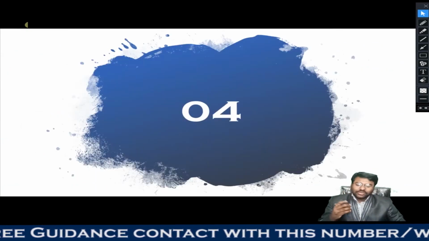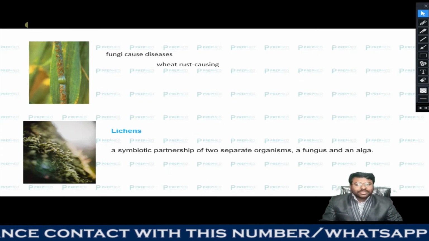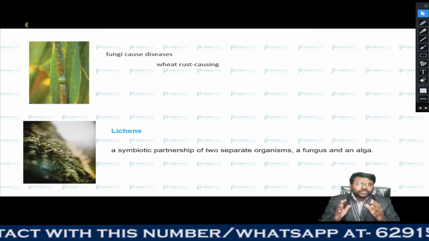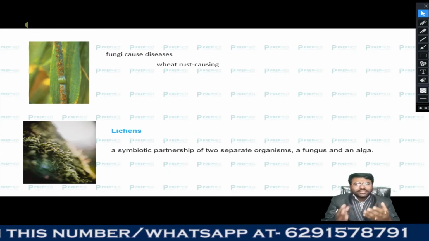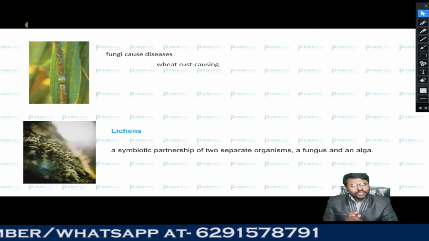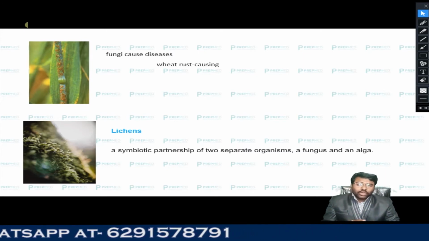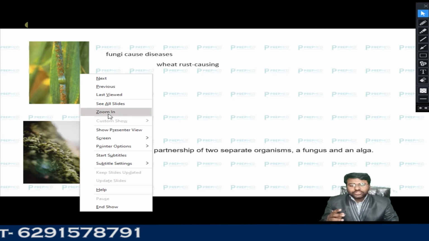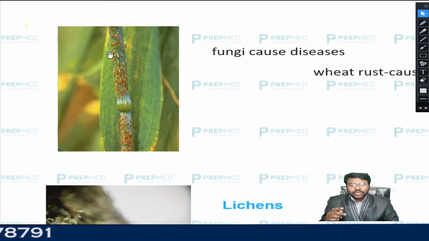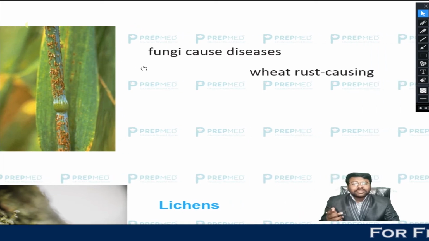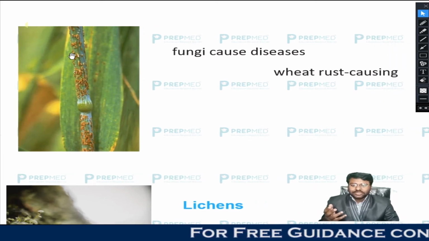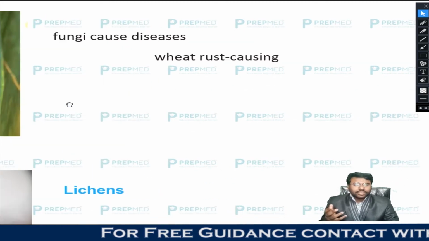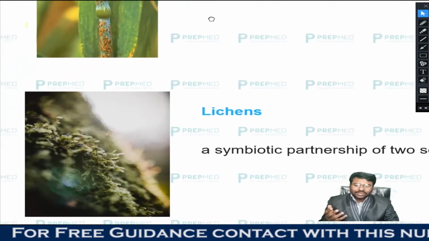Now coming to the number 4 slide. In this slide you can clearly notice there are 2 tree images. Why do these 2 images come in your NCERT textbook? Because the first image is actually the wheat rust fungus. This is a fungal disease, wheat rust, and it is mainly caused by fungal infection.